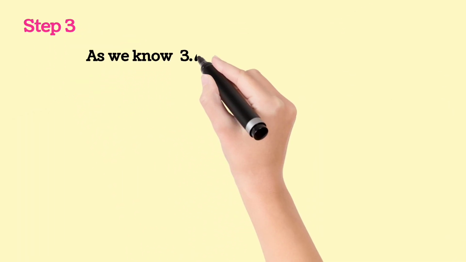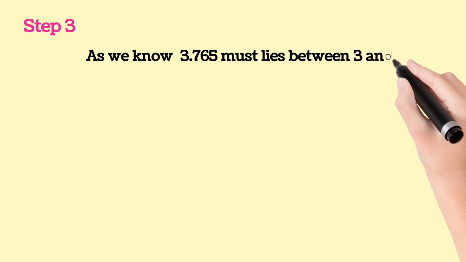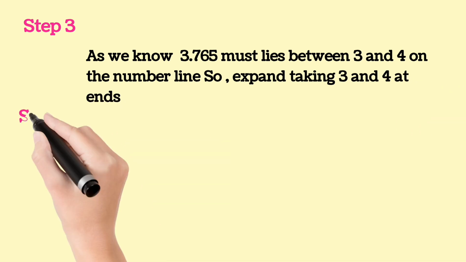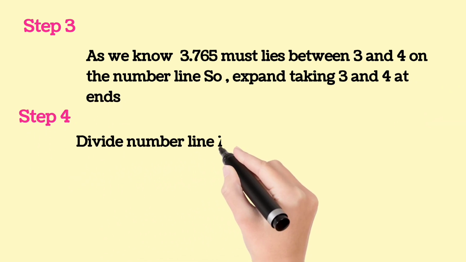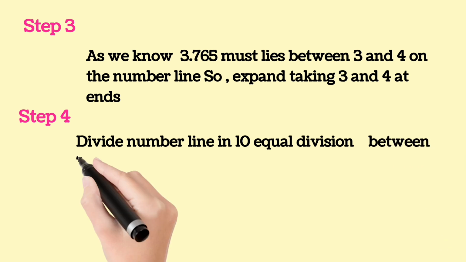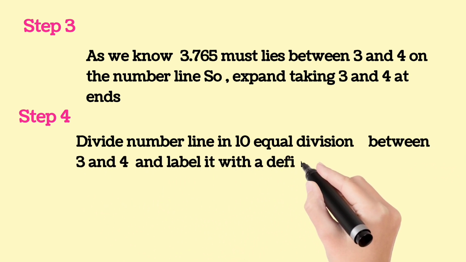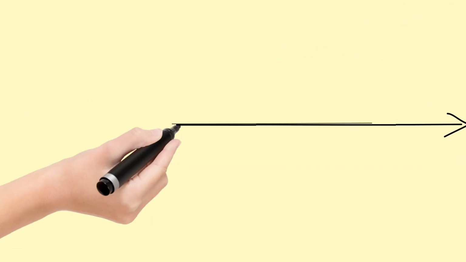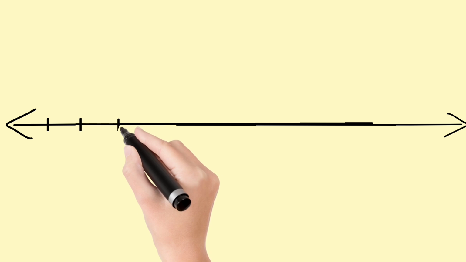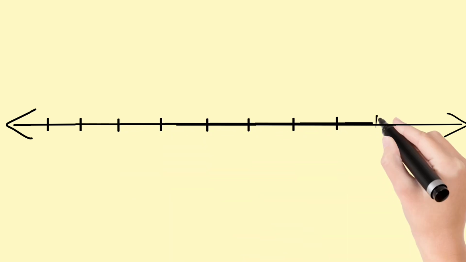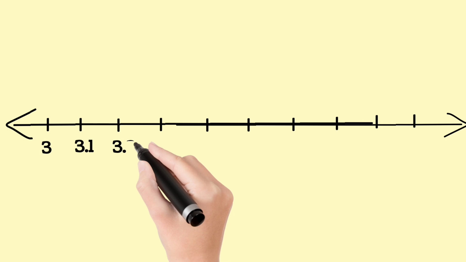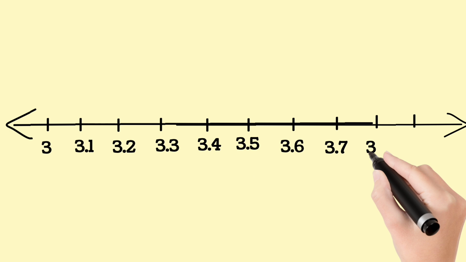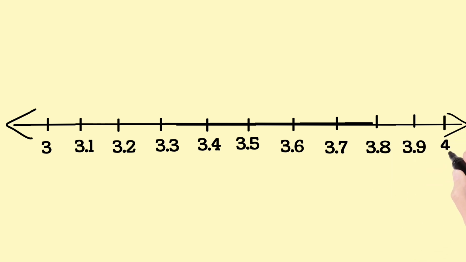Step 3: as we know 3.765 must lie between 3 and 4 on the number line, so expand taking 3 and 4 at the ends. Step 4: divide the number line in 10 equal divisions between 3 and 4 and label it with a definite scale of 0.1. Now take a number line with an arrow on both ends and divide it equally with a scale of 0.1 up to 10 divisions. Then put 3, 3.1, 3.2, 3.3, 3.4, 3.5, 3.6, 3.7, 3.8, 3.9 and 4.